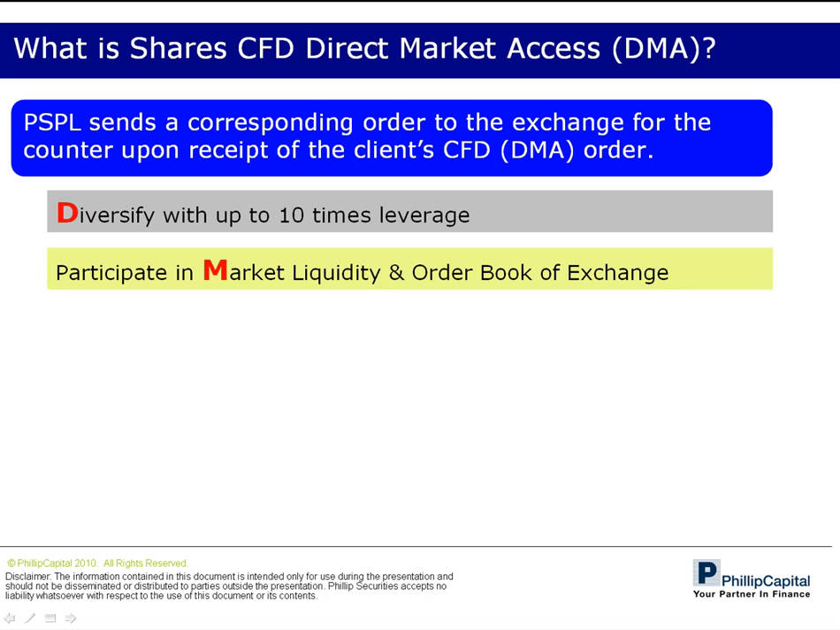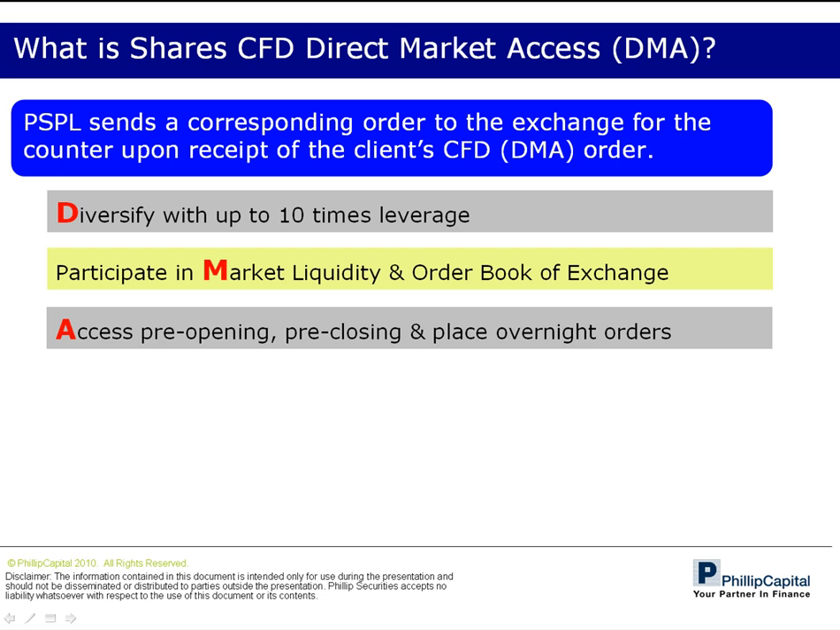DMA also allows clients to participate in the order book of the exchange, and this gives the investors greater visibility and control of their order. When clients place a CFD DMA trade, they can see that trade appearing in the actual exchange. This exposes them to the order book of the exchange and allows clients to participate in the exact market depth. Now, clients have the ability to place overnight orders for the next trading day. Besides the actual exchange trading hours, investors can also participate in the pre-opening and pre-closing sessions of the exchange.